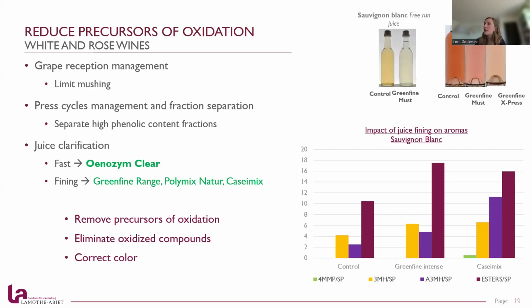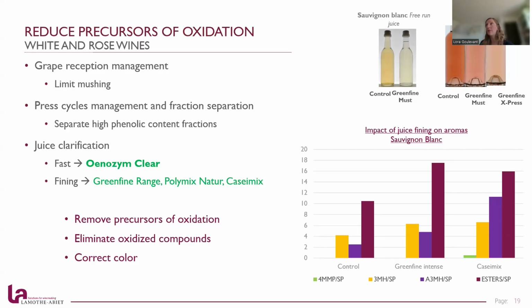We can see also here on the color, so it was just a fining on free-run juice. We can see that the control is way more yellow, so more oxidized compounds, more quinones, compared to the green fine must. So it was 50 grams per hectoliter added on the must, and you can see that the must is way clearer, less yellow, so there is less oxidation, and then you can start the fermentation on a cleaner juice that is not containing precursors of oxidation, phenolic compounds, or anything that could impact the aromas afterward.